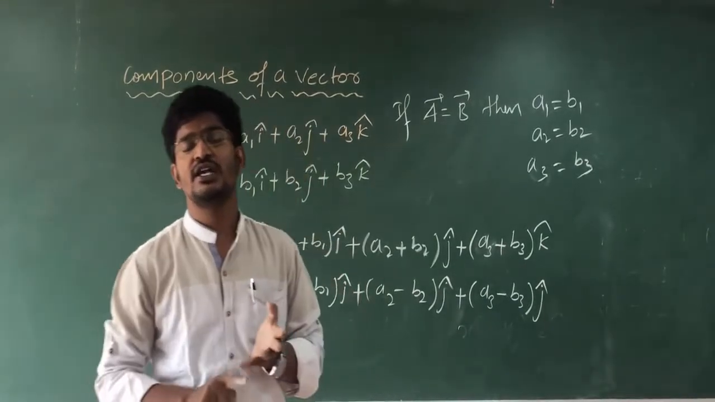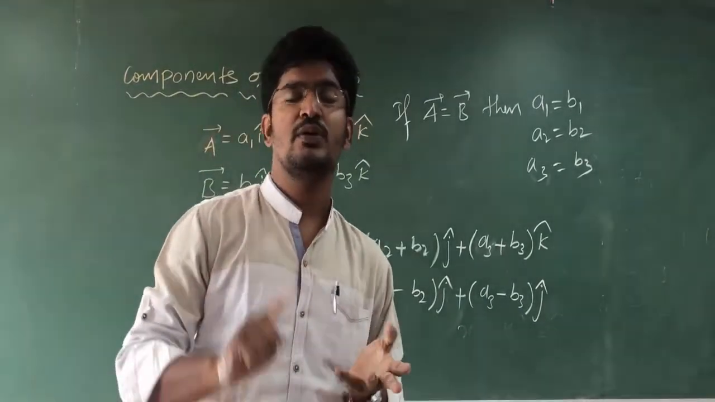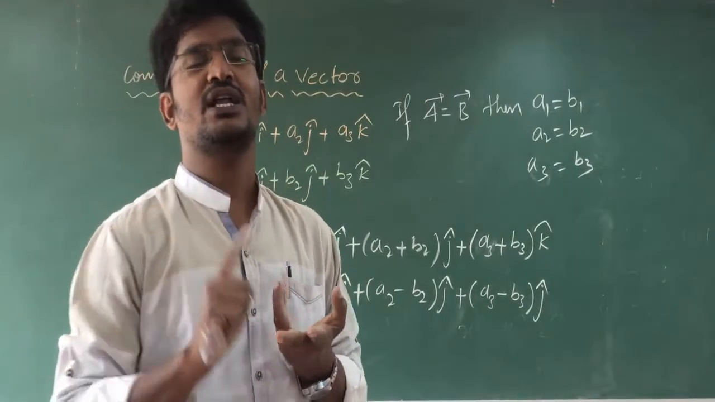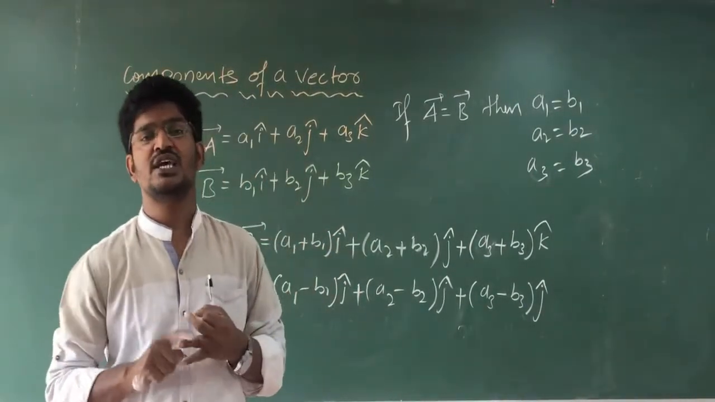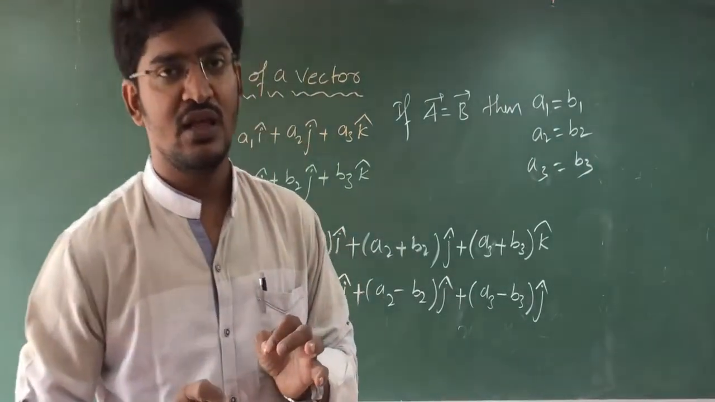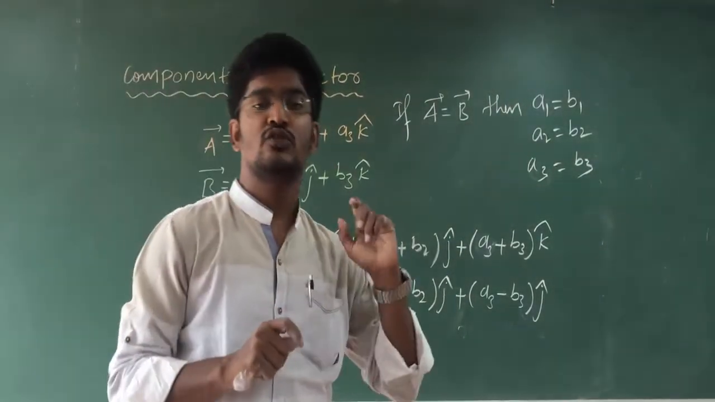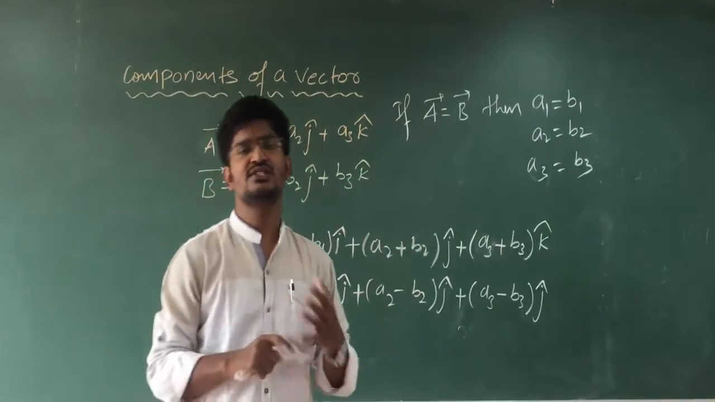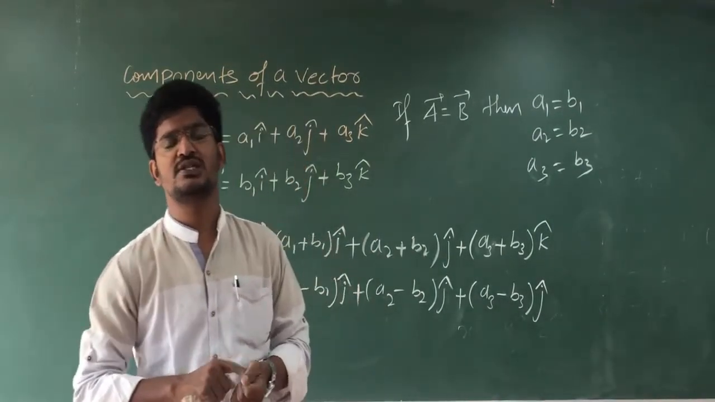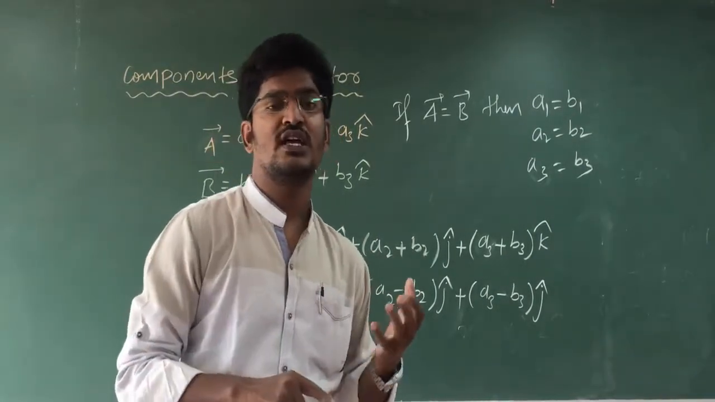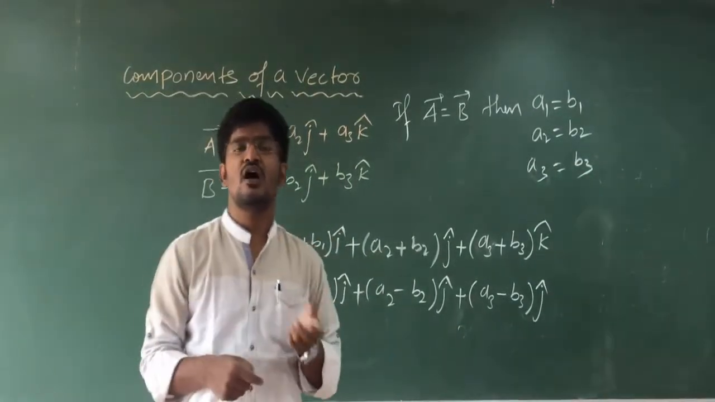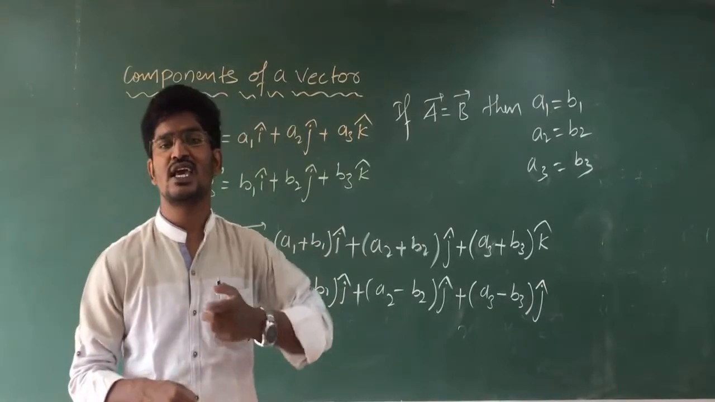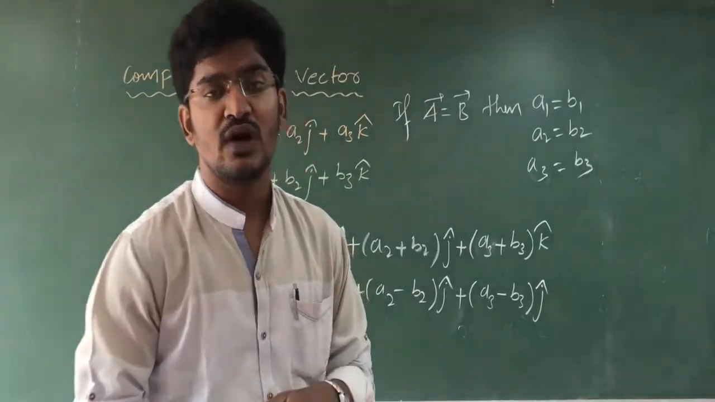Clear? Magnitude in the direction of i cap, magnitude in the direction of j cap, magnitude in the direction of k cap. That is, scalar terms of i cap, j cap, k cap have to be equal. Then only we say that those two vectors are equal. This definition is also very, very important. Please remember this, which is, whenever two vectors are equal, their scalar components are always equal. That means corresponding scalar components are always equal.